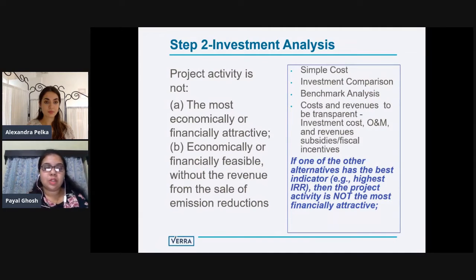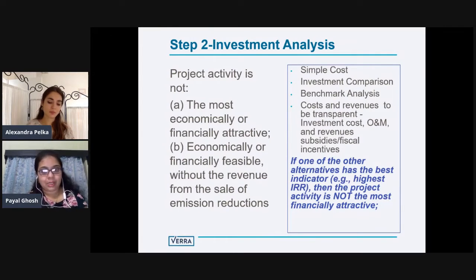Assuming that these are distributed free of cost, the project proponent has no other revenue except from the sale of the emission reductions. The second would be an investment comparison analysis. Here, in the investment comparison, you are trying to determine that the project activity is not the most financially attractive. So you can have different tools again, for example, IRR, internal rate of return, NPV, net present value, cost benefit ratio, and you could have two scenarios. One is the project activity and one is the baseline scenario.